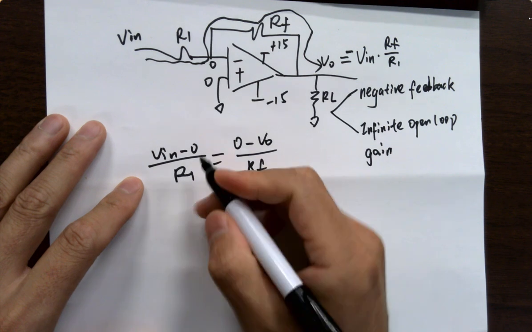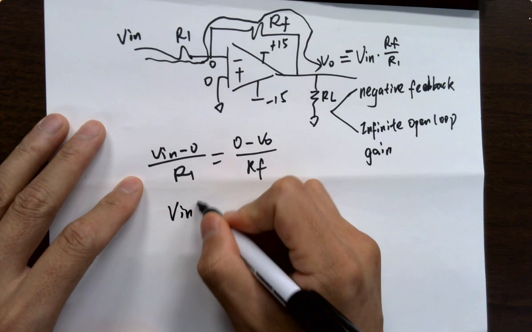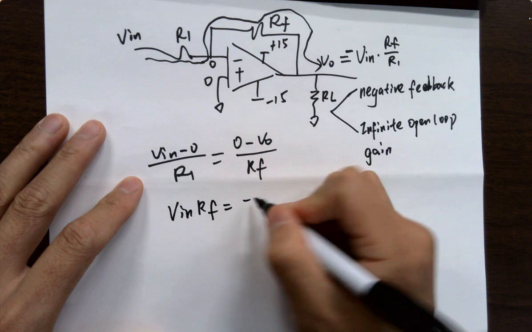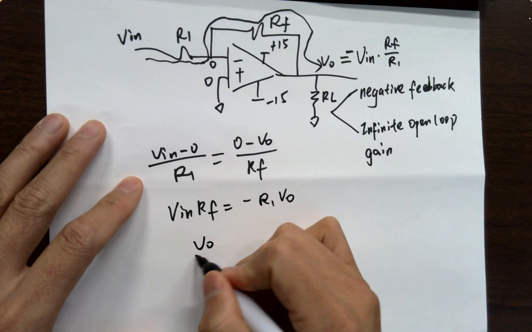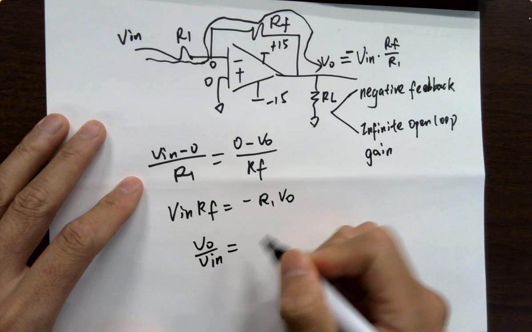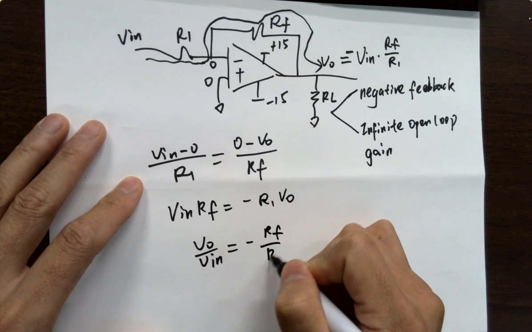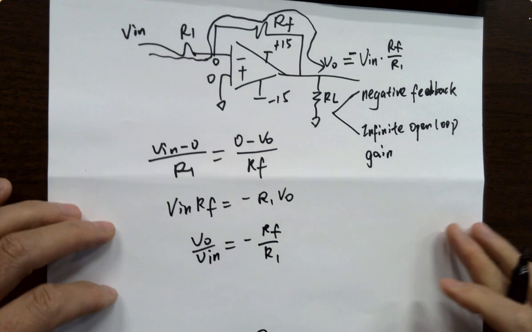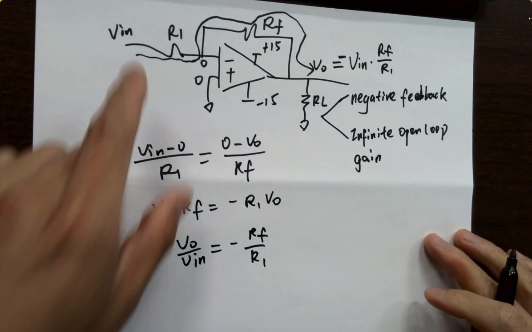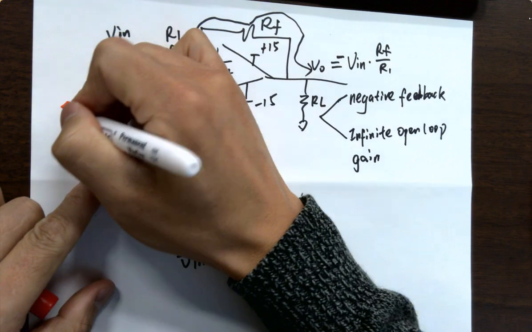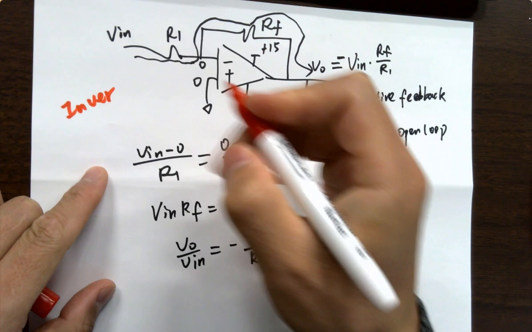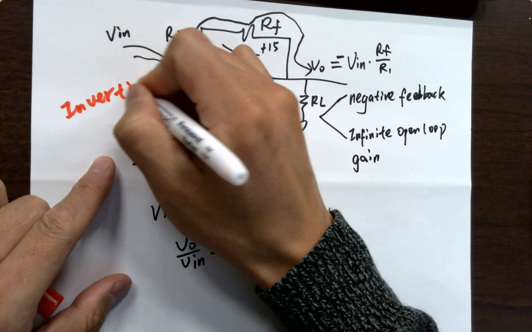Just moving things around, you're getting V in RF equals minus R1 VO. So that's why VO over V in equals minus RF over R1. That's an inverting configuration, because the input is going to the inverting terminal. That's why it's called the inverting configuration, or sometimes it's called inverting amplifier.